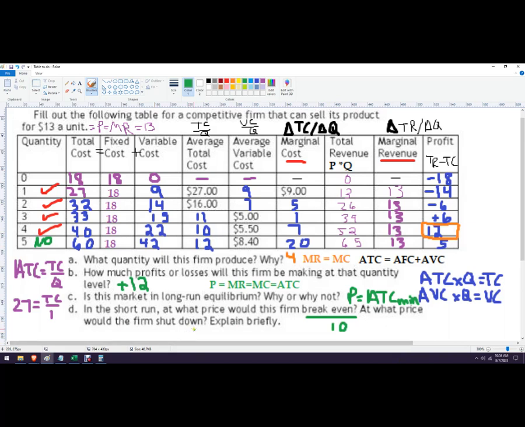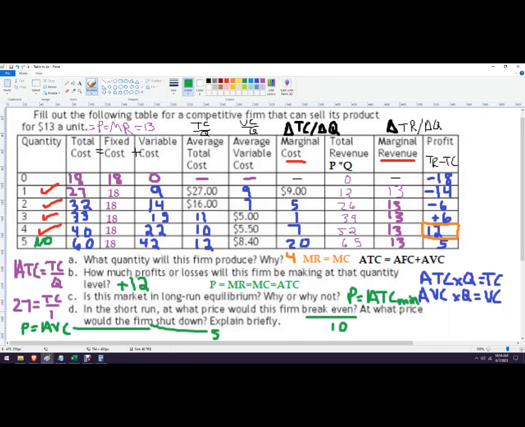At what price will the firm shut down? The shutdown rule says that the firm's going to shut down whenever the price gets any lower than the minimum of average variable cost. So we're going to look for the average variable cost. What's the lowest number you see there? It's 5. And so the price is 5. The quantity there would be 3. It's not asking for that. It's asking for the price.